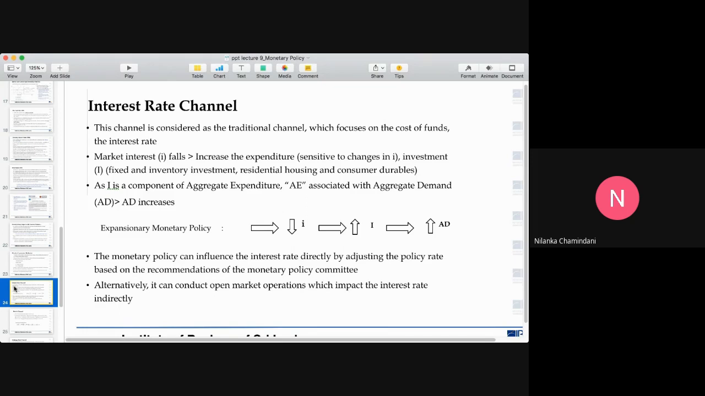The monetary policy can influence the interest rate by adjusting the policy rates, based on the recommendation of the Monetary Policy Committee. You already know what it is. These changes are based on the Monetary Policy Committee, but the decision is taken by the Monetary Board. You have to remember that. Alternatively, it can conduct open market operations, which impact the interest rate.